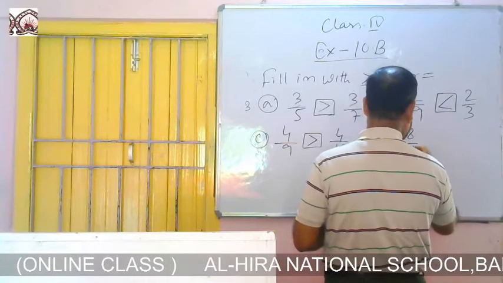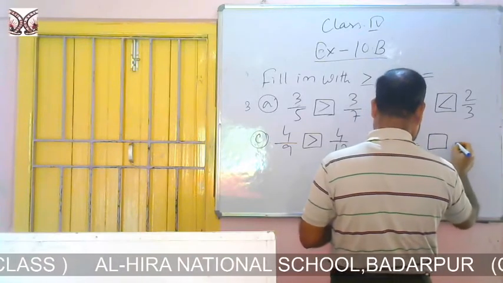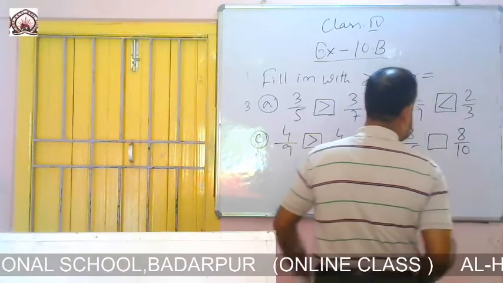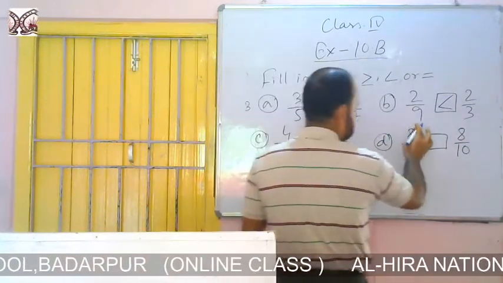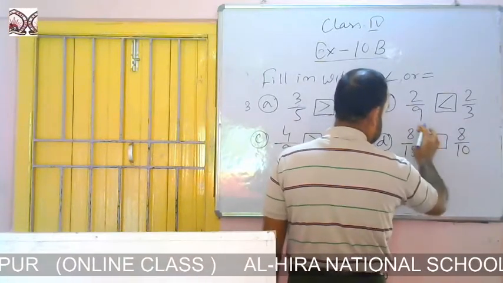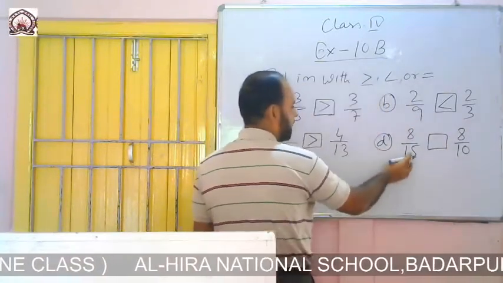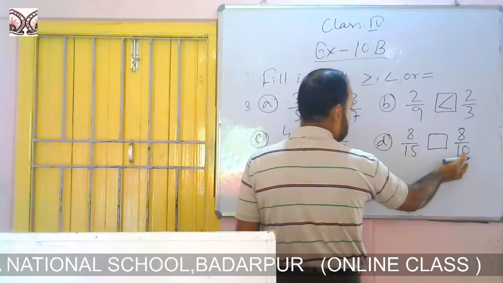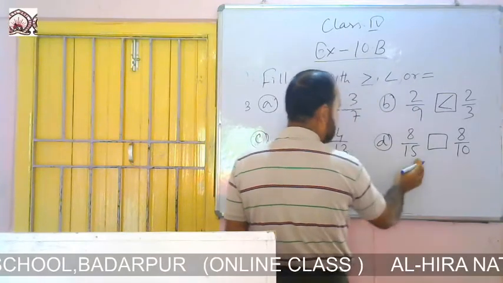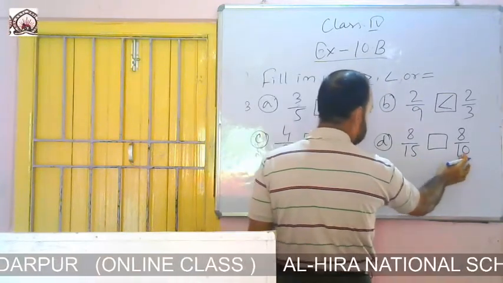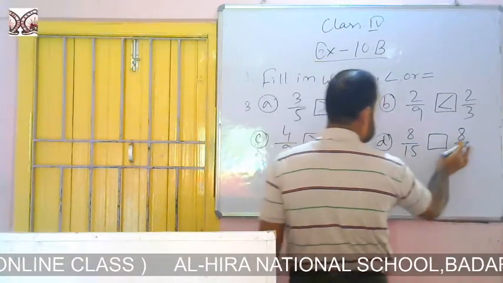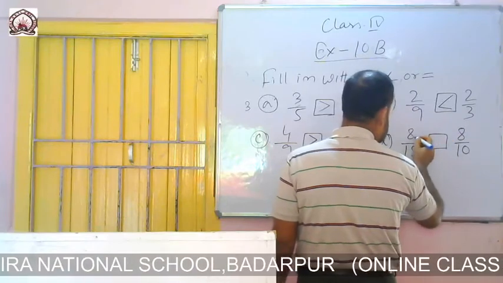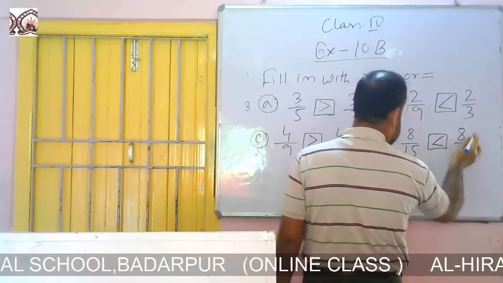Next, question number D, 8 by 15 and 8 by 10. So in this question also the numerators are the same. Now we compare the denominators: this one 10 and this one 15. So 10 is smaller than 15. That means 8 by 10 is greater. So we write 8 by 15 is less than 8 by 10.